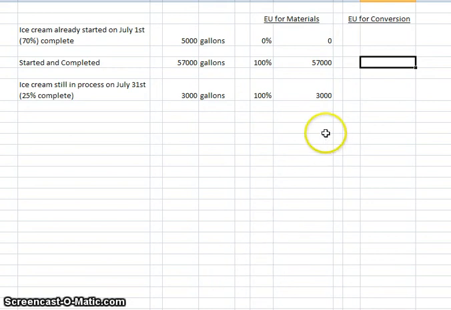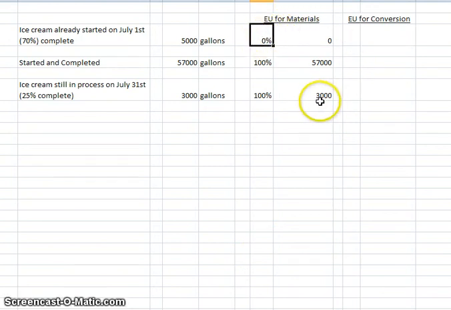Welcome back. I added another column just to stay consistent with the way your book presents the material. Okay, so we worked through the materials part. The point is to give you a little bit of a summary of where we are.